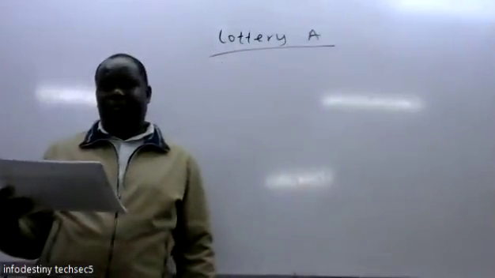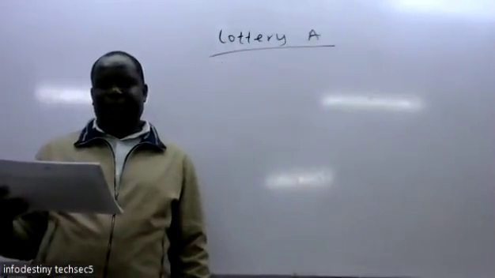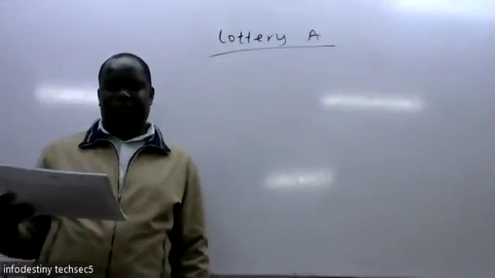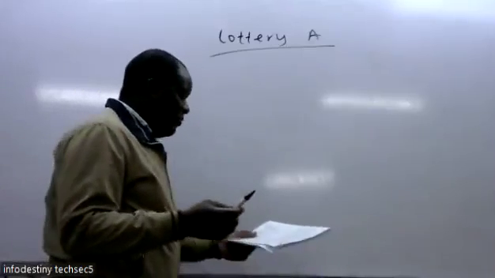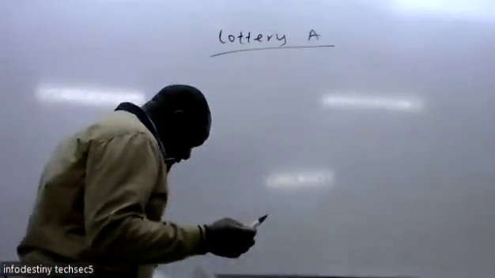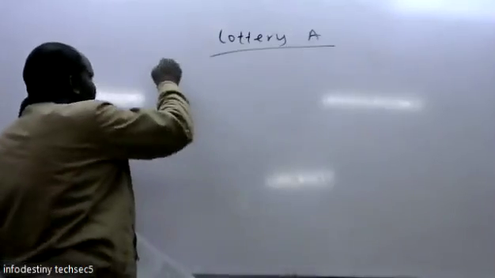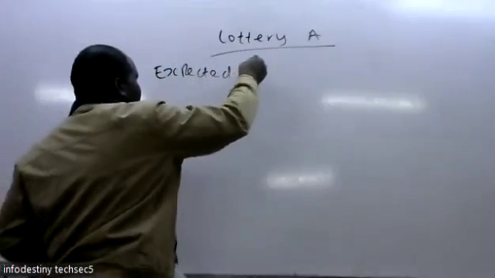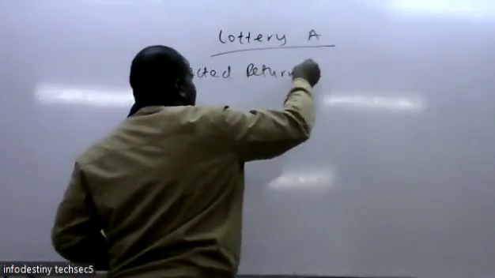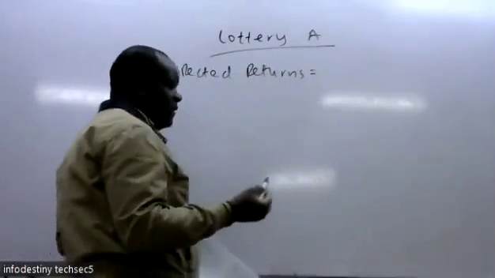When it comes to lottery A, I want us first to get the risk attitude of that investor. To get the risk attitude, we first calculate the expected returns. We shall first compute the expected returns.